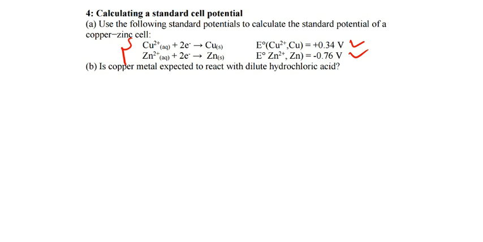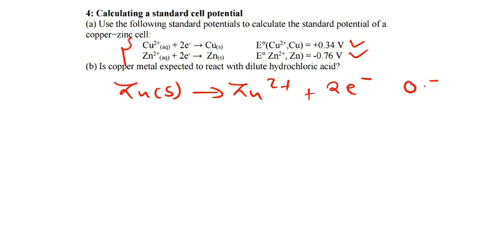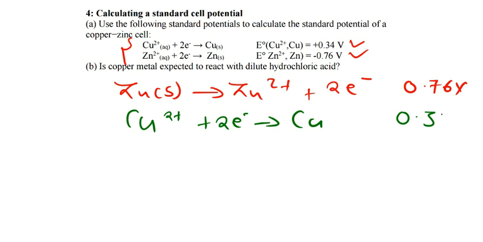So if we reverse it, we'll start with zinc solid giving us zinc 2 plus ions plus 2 electrons. So this is the one that will become the anode. The value changes to a positive 0.76. The other copper one will be maintained, with its value remaining positive 0.34 volts.